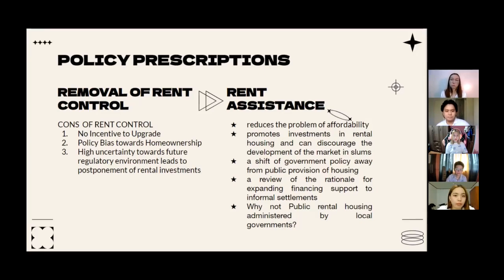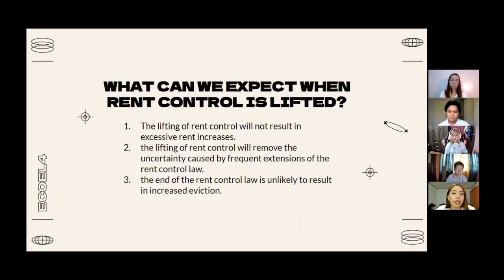Go ahead, Tasha. So next, what can we expect when rent control is lifted? First, the lifting of rent control will not result in excessive rent increases. The fear of prices increasing if there is no rent control is unfounded. The suppliers of rental markets target specific clientele, and increasing rents beyond what their target market can absorb puts their rental businesses out of the market.